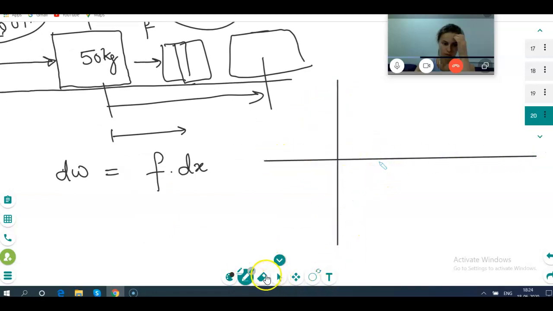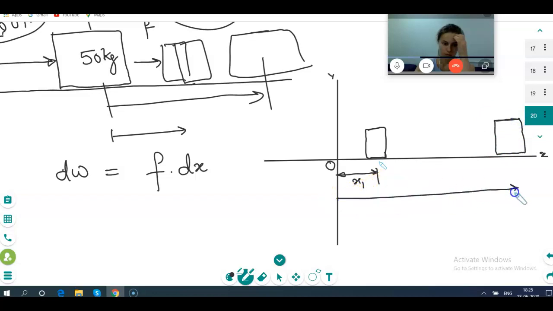This is your axis. Which axis? Coordinate axis. Correct? Suppose this is your position here. Initially at this position you are x1. Correct? And you have to push this box up to here. Which distance? x2. Distance. Correct?